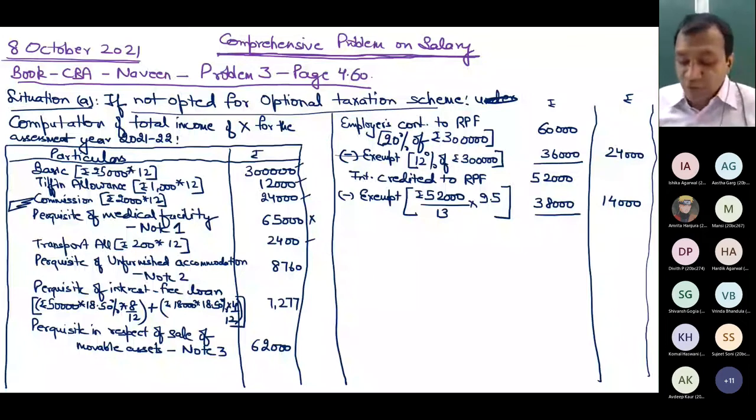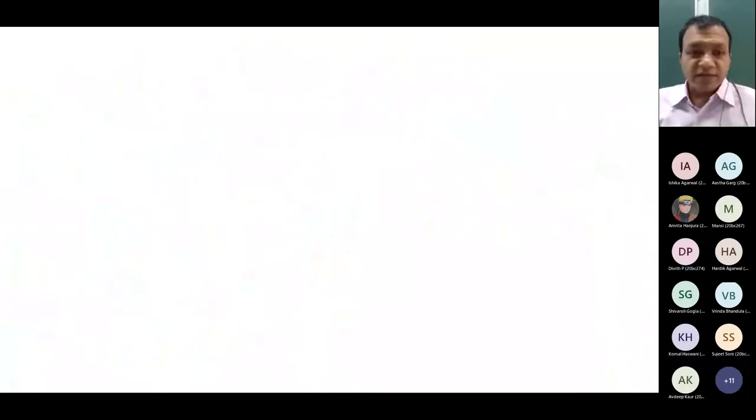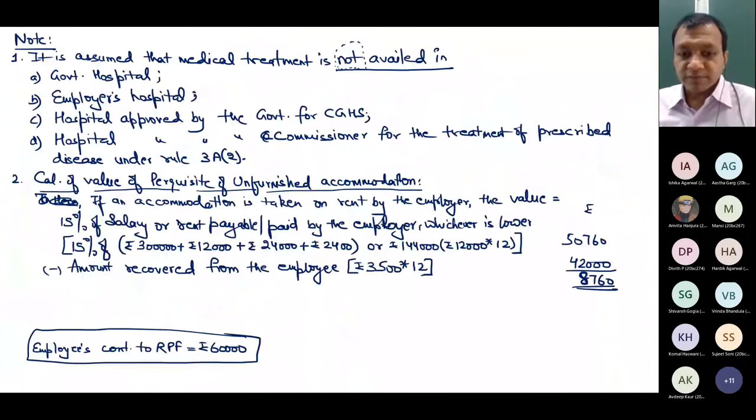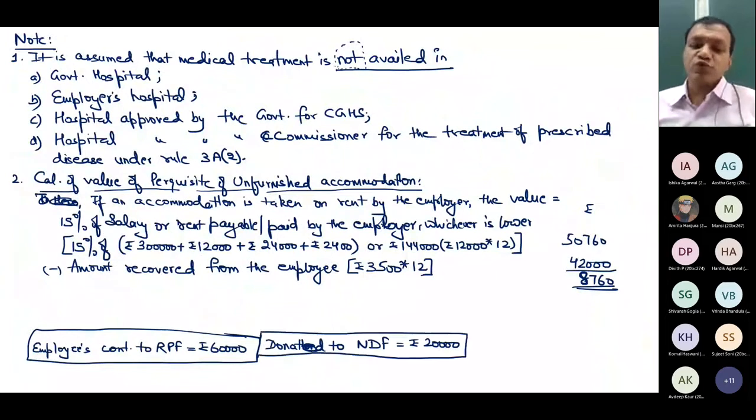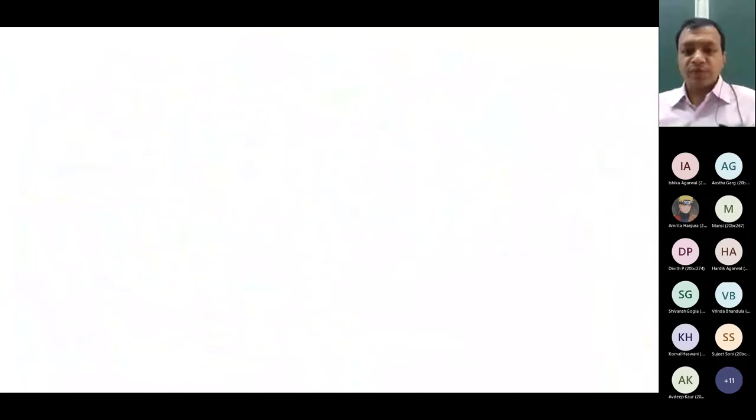He donated 20,000 to the National Defence Fund. I think I have not yet discussed this point with you. These 2 points are pending. I donated to the National Defence Fund, 20,000. So these 2 points are pending. Otherwise, the question is over.